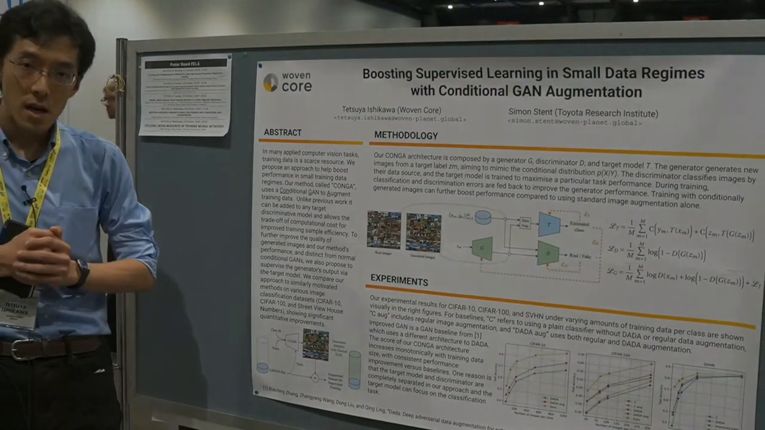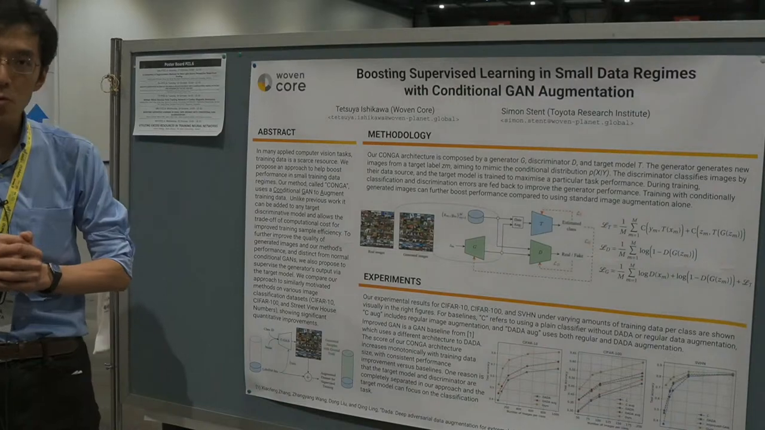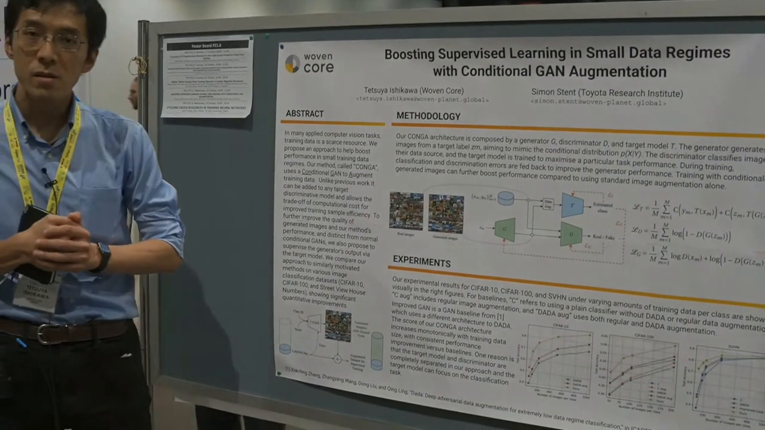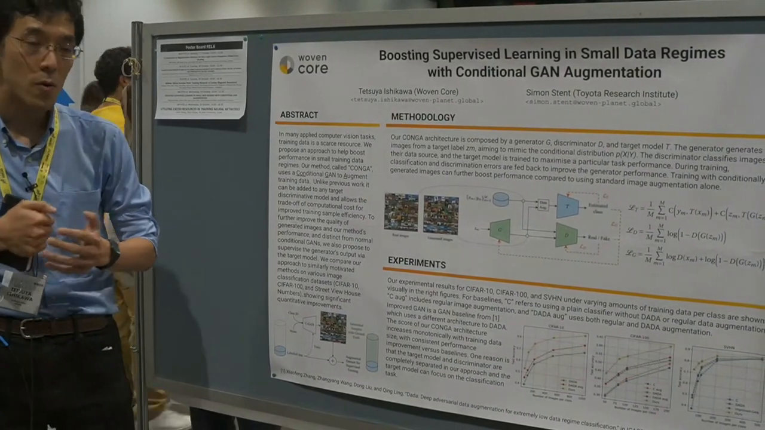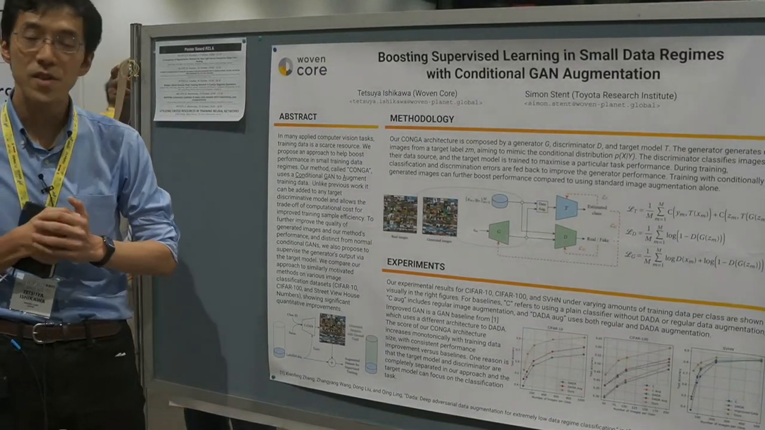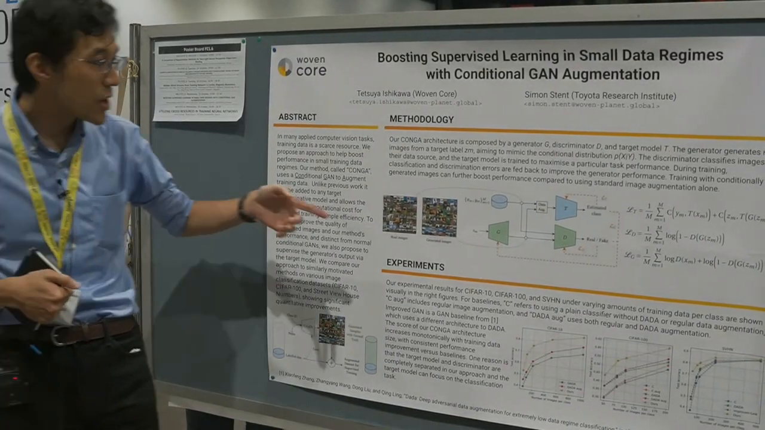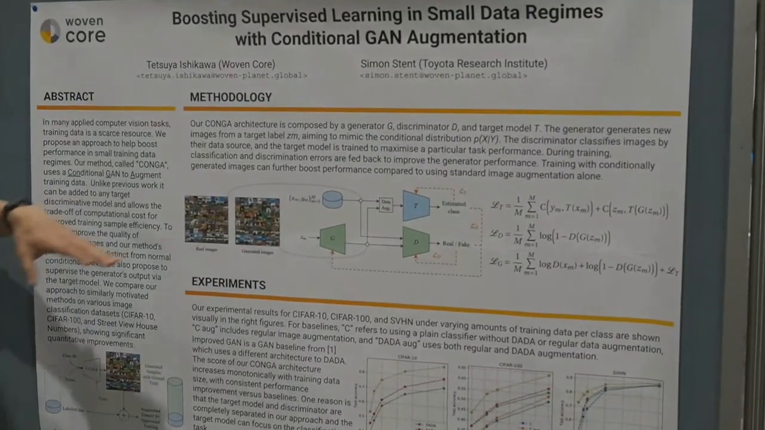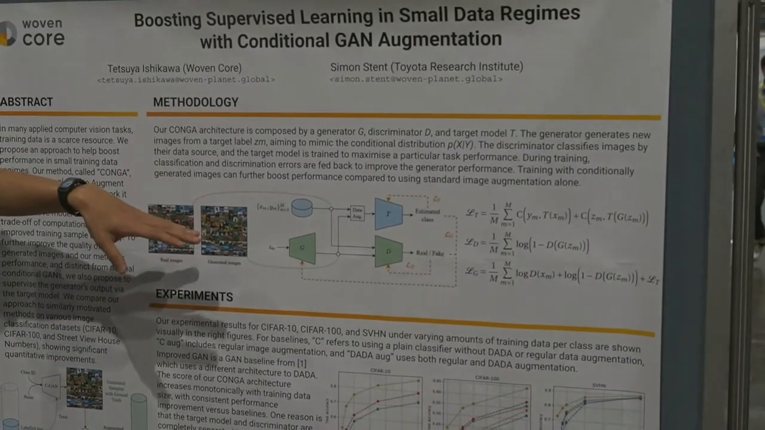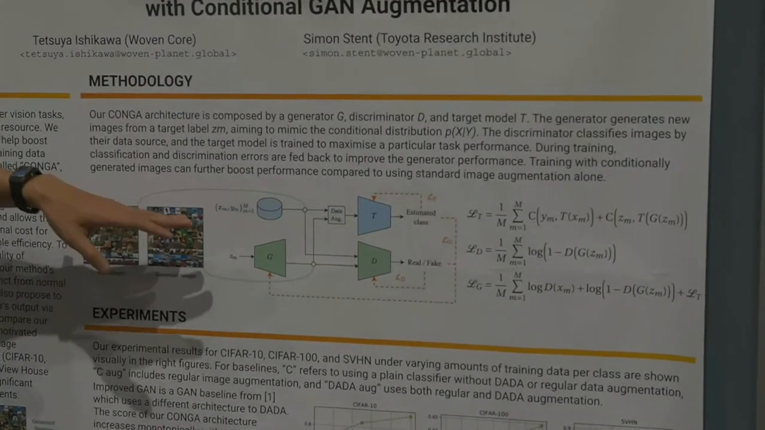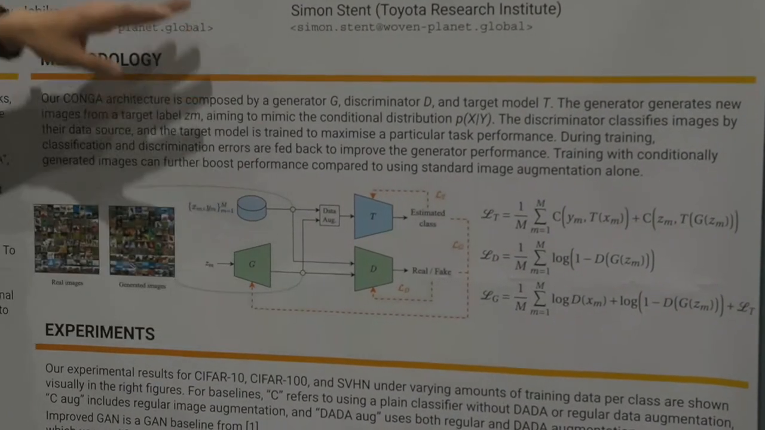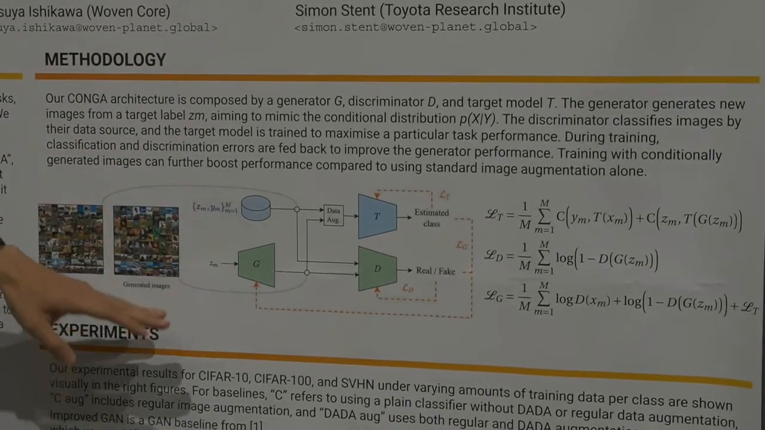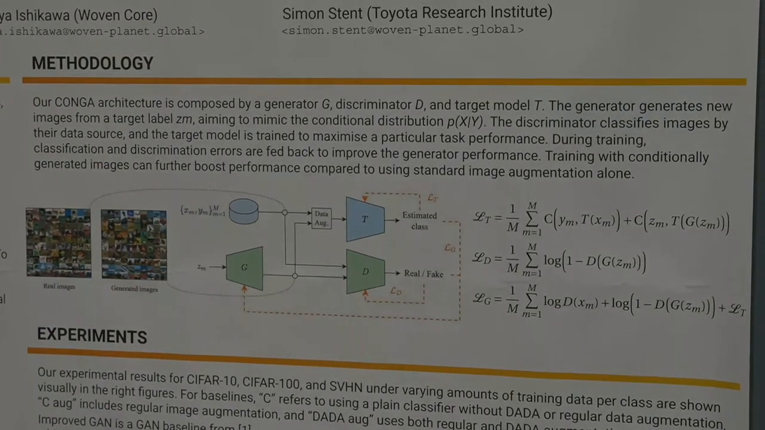The key idea is very simple in our paper. We can use conditional GAN for leveraging the efficiency of the dataset. Here is a sketch of our proposed architecture. This architecture can be divided into two parts. One is the training of the target model, T, and another is a conditional GAN.